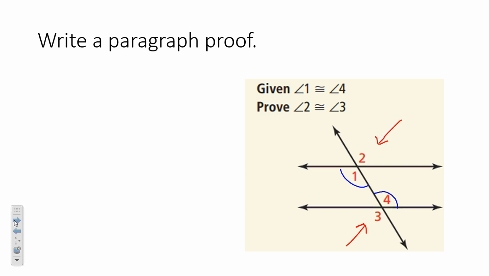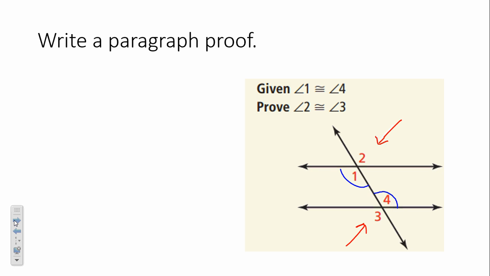I'm not going to test you specifically for paragraph. If you want to use it in lieu of a 2-column proof, you can. But we had most of our practice on 2-column. So I'm not going to just one day before the test say, oh, by the way, I want you to do something you haven't practiced much. That's not how we work. So here we go.